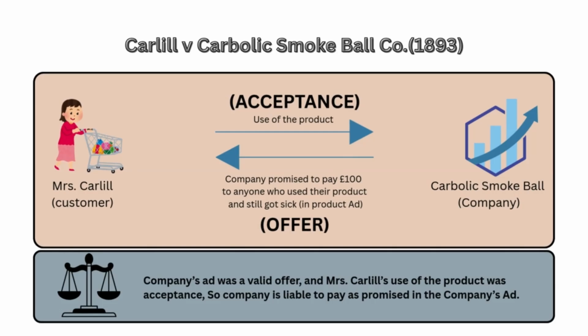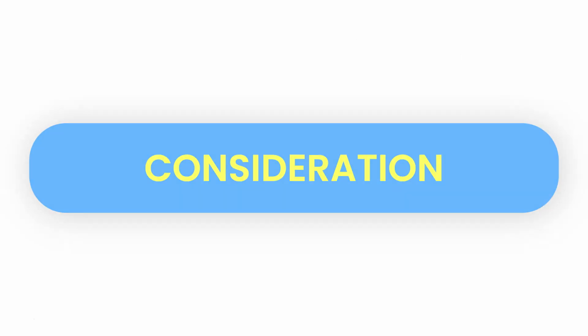Take the famous case Carlill versus Carbolic Smoke Ball Co., 1893. Here, a company promised to pay €100 to anyone who used their product and still got sick. Mrs. Carlill used the product, caught the flu, and sued. The court said that the company's ad was a valid offer, and Mrs. Carlill's use of the product was acceptance. So the company had to pay her €100 as promised.